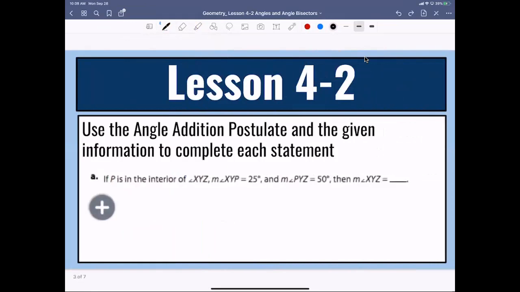It says here, use the angle addition postulate and the given information to complete each statement. For these types of problems, we're just going to jump straight into it. You basically have to draw a picture before you can even begin. Start with our first statement: P is in the interior of angle XYZ. So let's draw XYZ. This is X, this is Y, and this is Z. And P is somewhere in here.